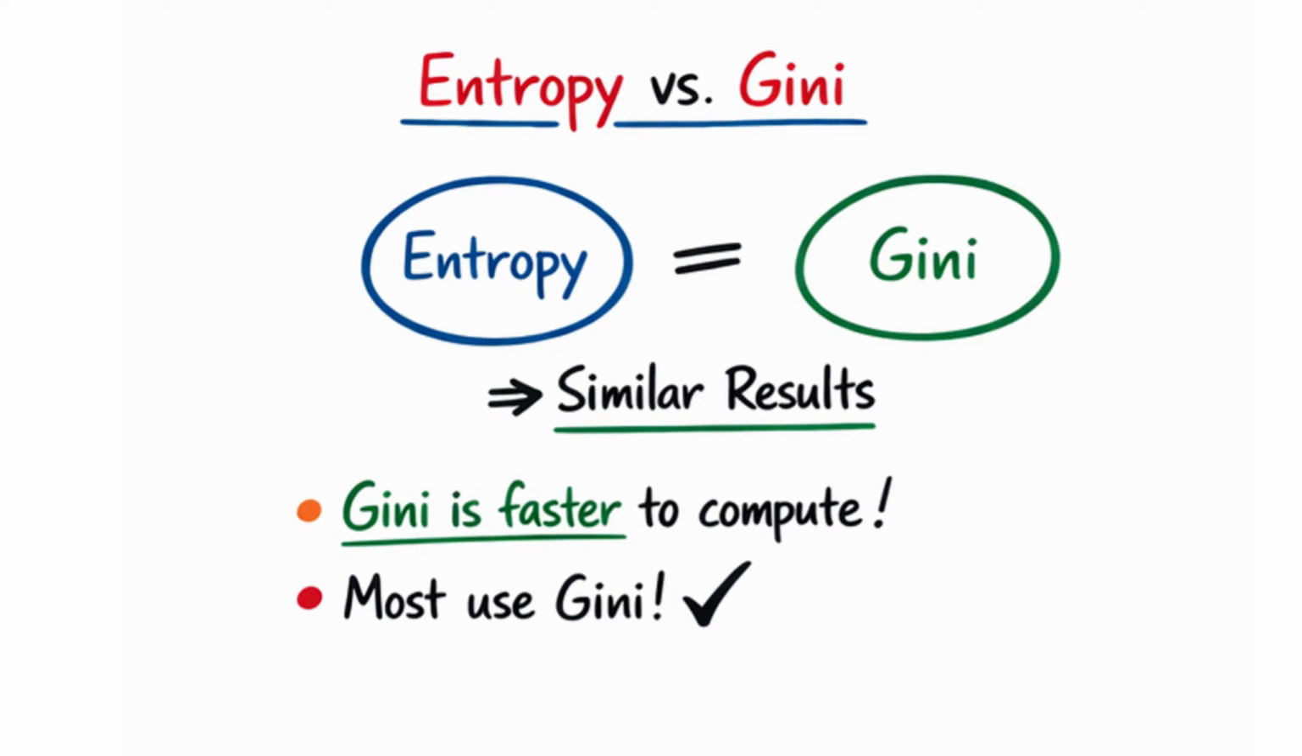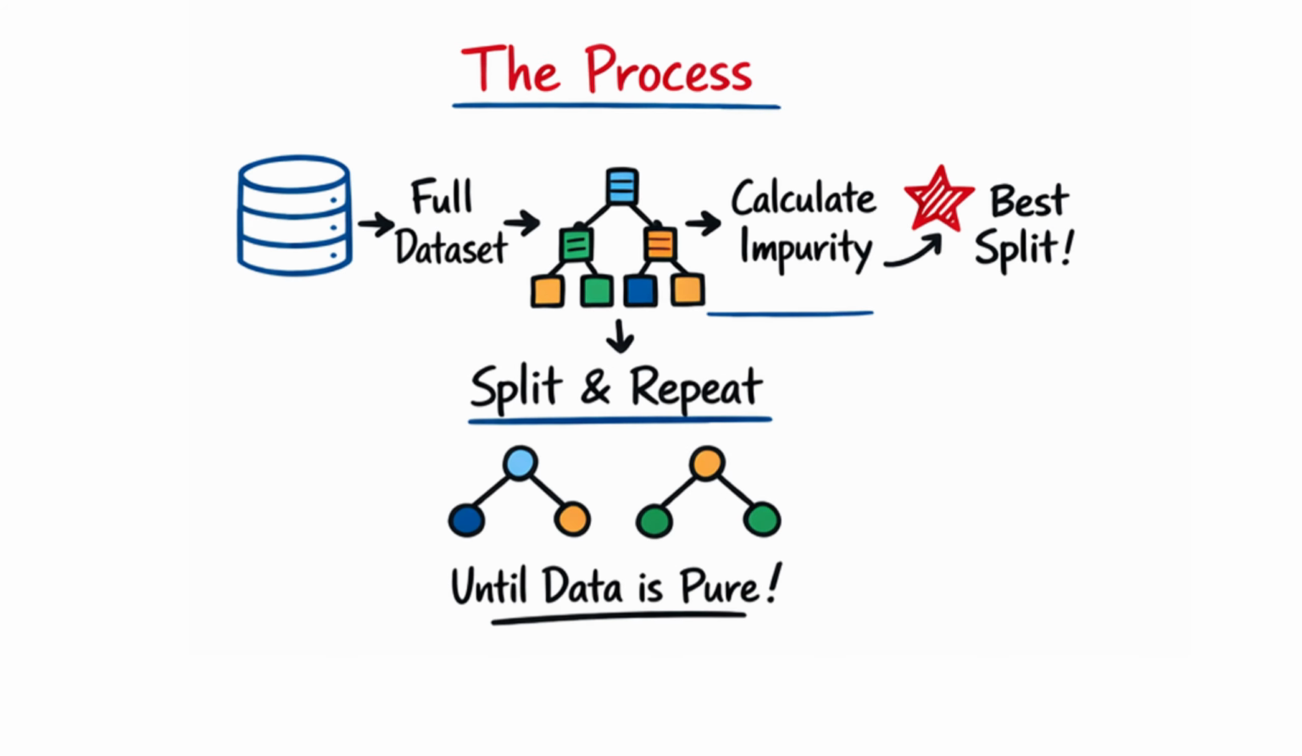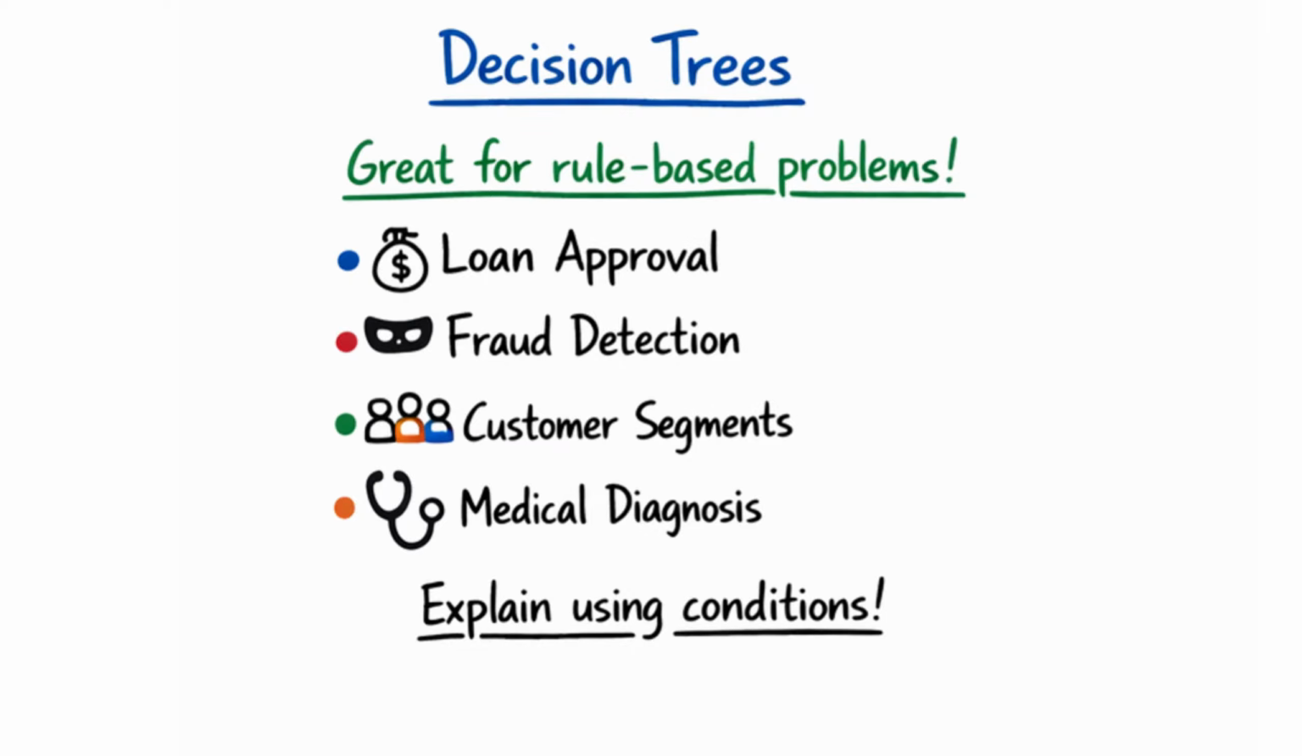So now if we connect everything together, the process looks like this. We start with the full data set, we try different possible splits, then for each split we calculate impurity. Then we choose the split that gives the most pure groups. Then we repeat this process on each group again and again until we reach a point where the data becomes sufficiently pure or we decide to stop. Now let us talk about what decision trees are mainly used for. What are their use cases? They are very useful in problems where decisions are naturally rule based. For example, loan approval systems, customer segmentation, or medical diagnosis. Basically anywhere where you can explain the decision using conditions.